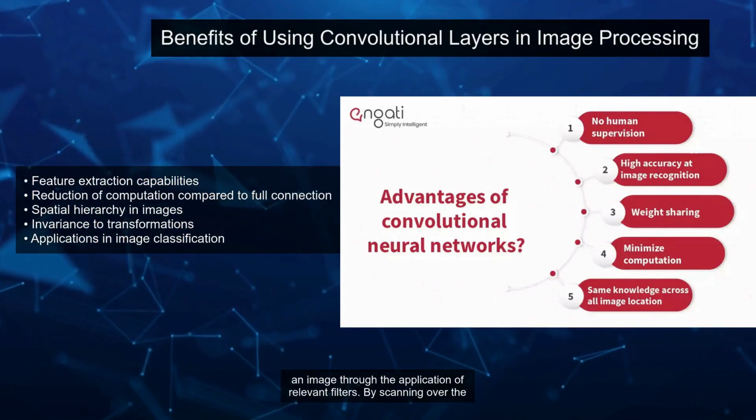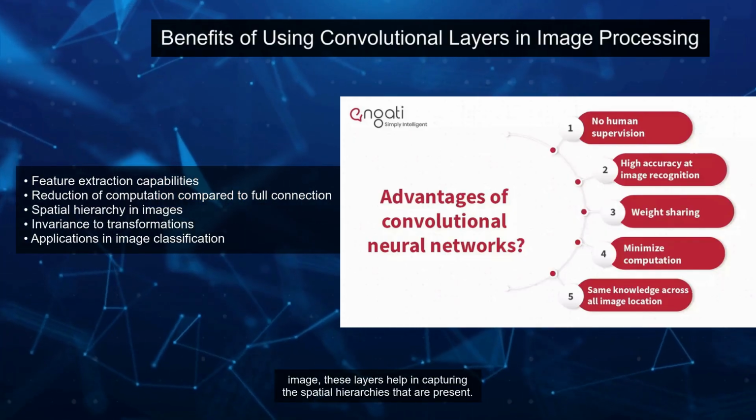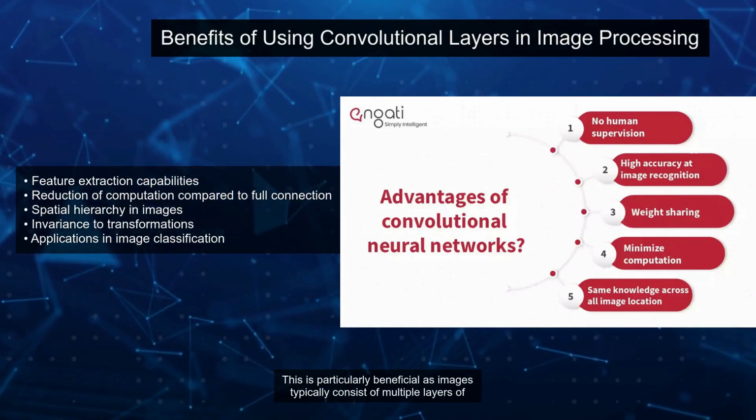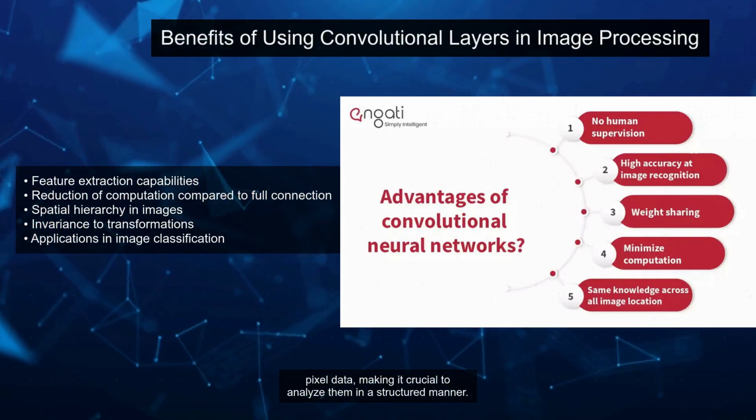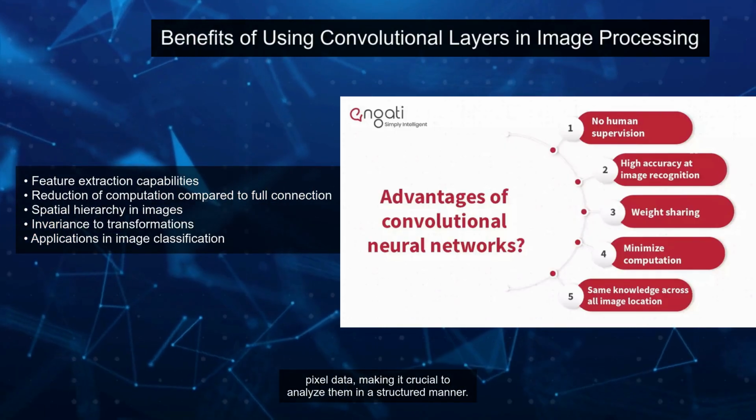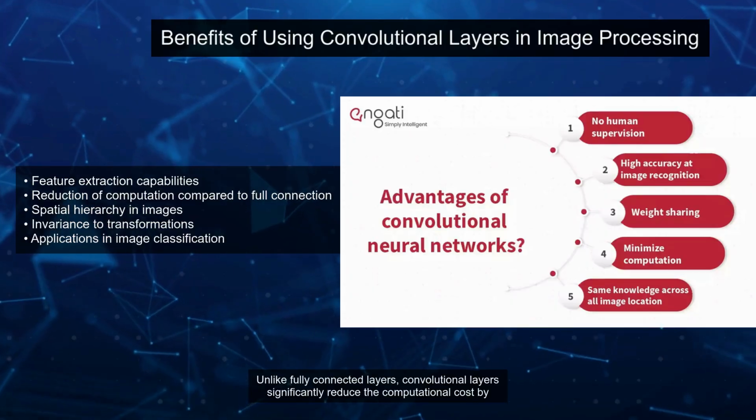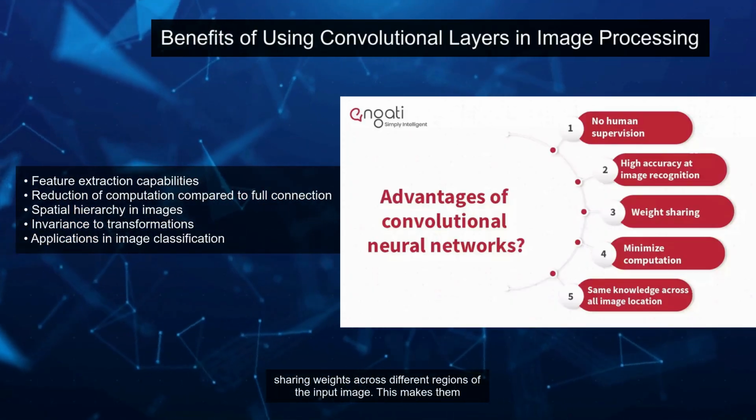Convolutional layers are adept at handling the spatial and temporal dependencies in an image through the application of relevant filters. By scanning over the image, these layers help in capturing the spatial hierarchies that are present. This is particularly beneficial as images typically consist of multiple layers of pixel data, making it crucial to analyze them in a structured manner. Unlike fully connected layers, convolutional layers significantly reduce the computational cost by sharing weights across different regions of the input image. This makes them highly efficient.